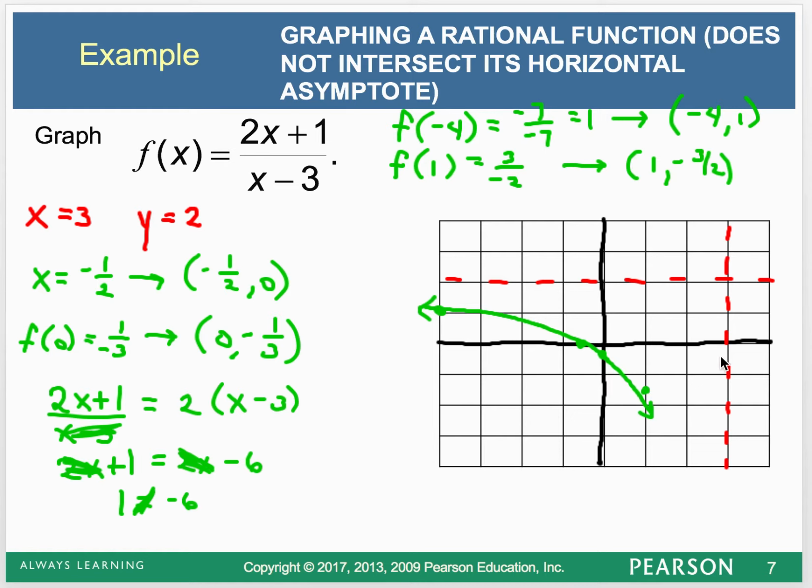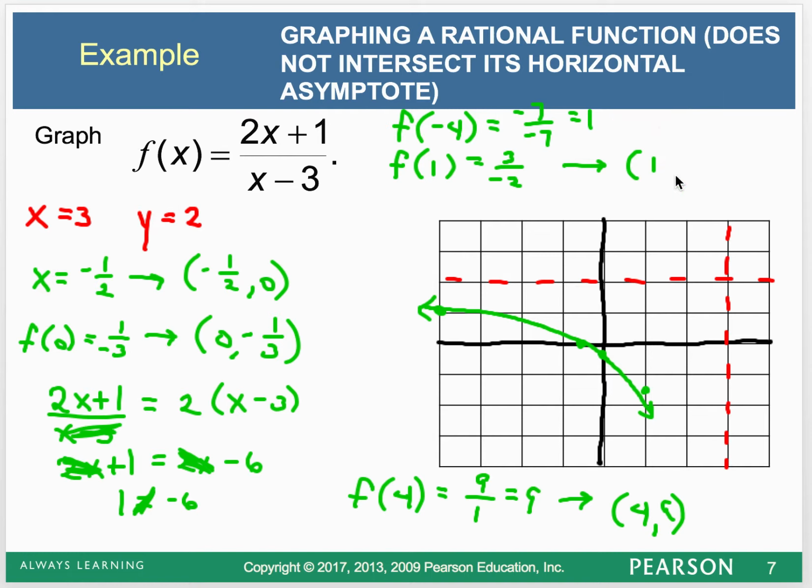Now I just need to know what's happening over here. Let's do 1, 2, 3, 4 to get me this side of that asymptote. So let's plug in f of 4. 8 plus 1 is 9, over 4 minus 3 is 1. That's 9. So this is the point 4, 9. So we're way up here. 1, 2, 3, 4, 5, 6, 7, 8, 9. We have a point up here. And I'm just going to do like that. There's our graph, a very good approximation of that graph.